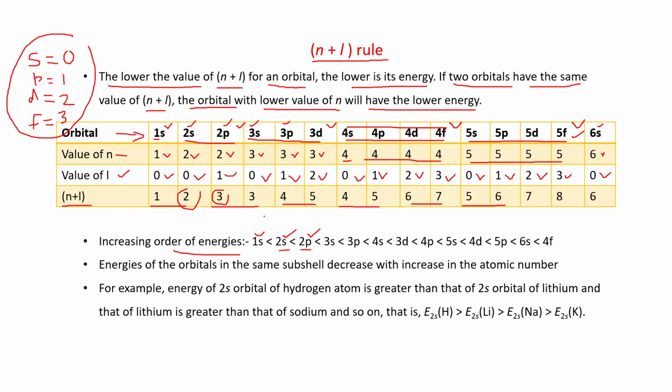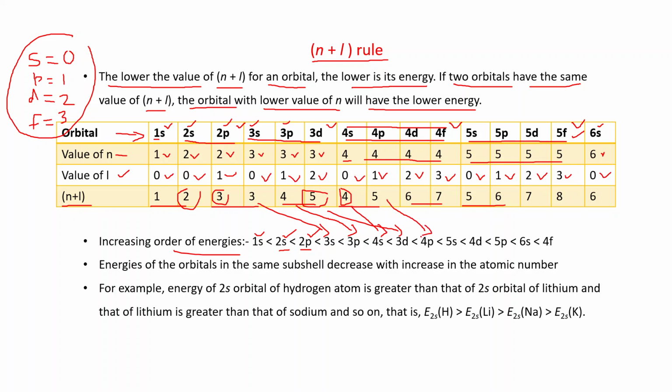In the same way, the next energy level is 3s, then 3p. Then after 3p, 3d has n plus L equal to 5, but 4s has n plus L equal to 4. That's why the 4s subshell has lower energy than 3d. That's why this is 4s, and after 4s it will come to 3d. After this 3d, you can say this is 4p.